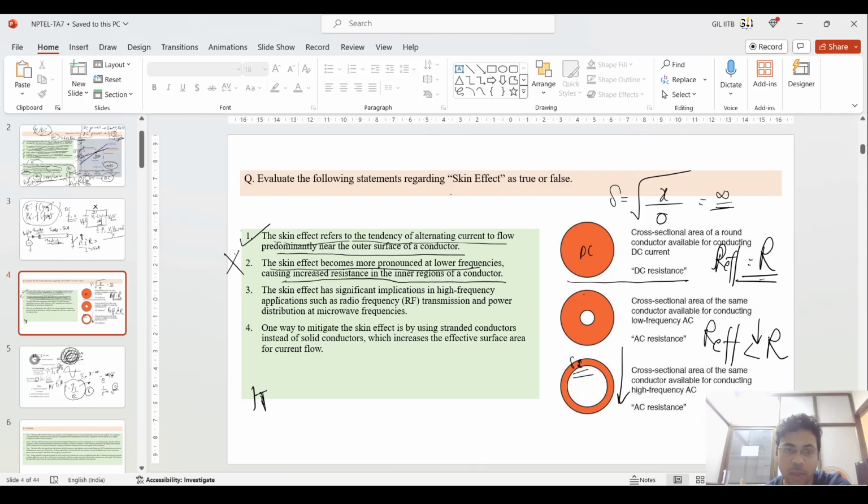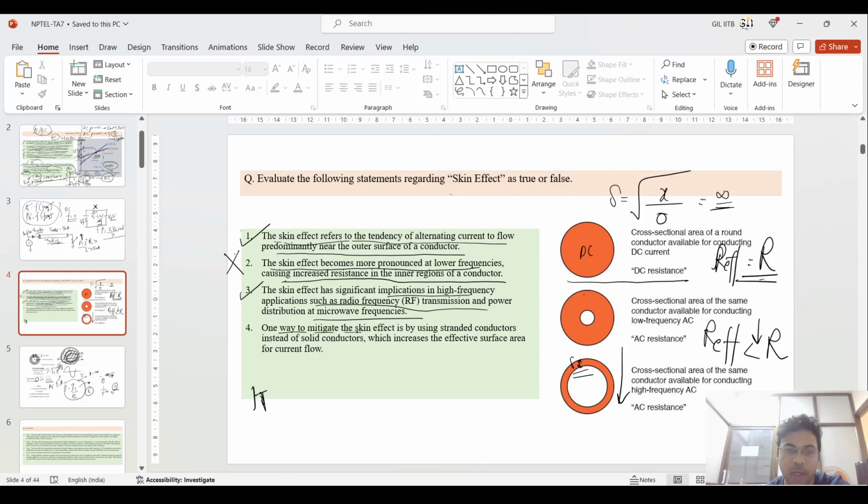So coming to this third part, that skin effect has significant implications in high frequency applications such as radio frequency transmission and power distribution and microwave frequency. The microwave frequency is very high. So skin effect is more prominent, as you can see from the figure also.